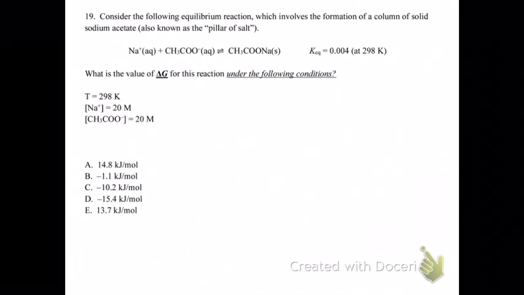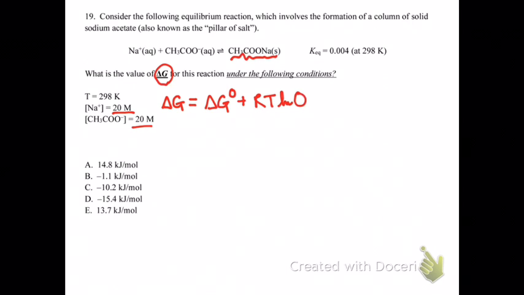Okay, in this problem, we're looking at a reaction called the pillar of salt, where we're forming this solid sodium acetate. So, we're looking for the delta G of this particular reaction under these particular conditions. And notice here that we're given concentrations that are decidedly not 1 molar. Anytime we're trying to find delta G under non-standard concentrations, anything other than 1 molar, we're going to have to use the equation delta G equals delta G standard plus RT times the natural log of Q.